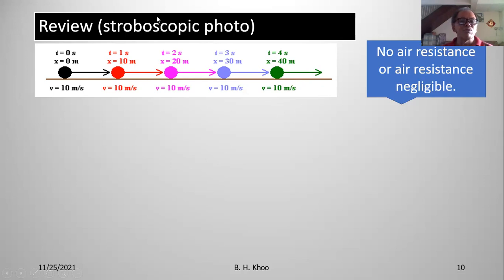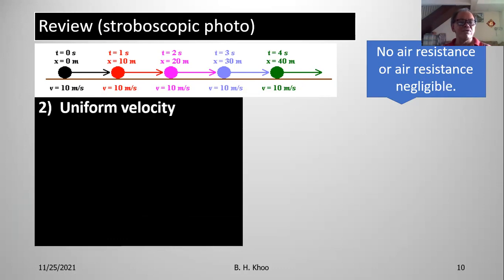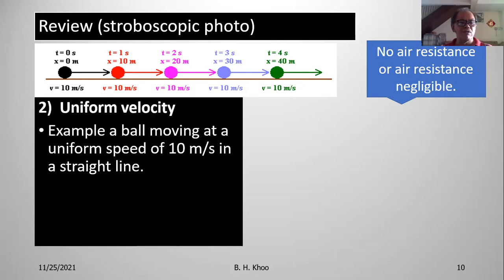And the stroboscope will be a light source, right? It will flash every 1 second, and every 1 second, it will capture all this image. Right? So this is an image for uniform velocity. No air resistance. We are looking at no air resistance, or we call it negligible.